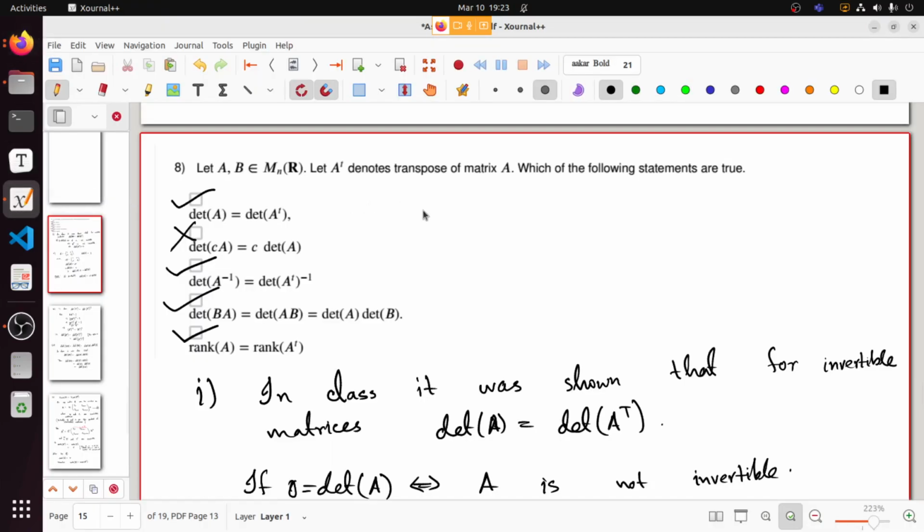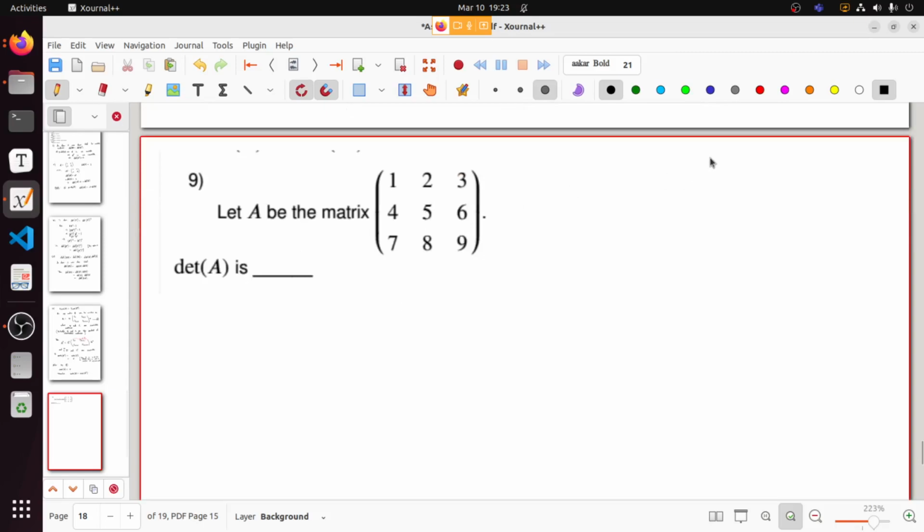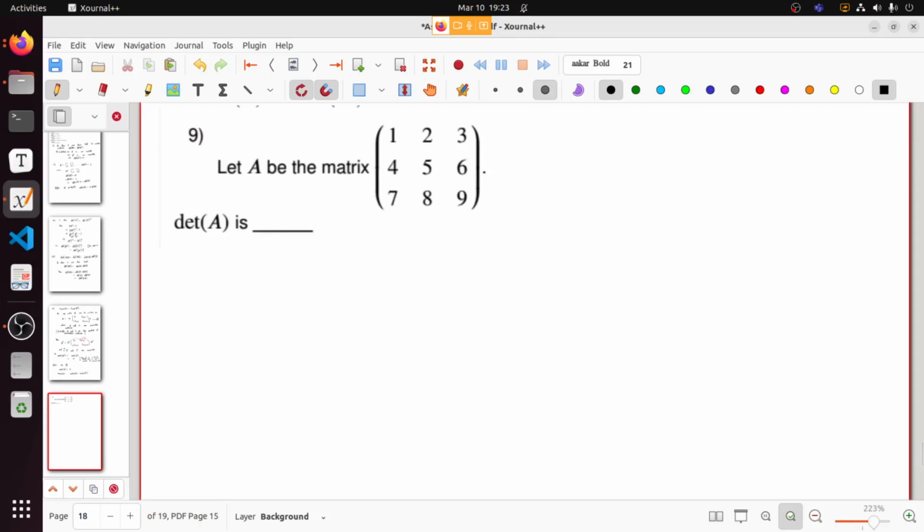Okay, now let's move to question number 9. It says you have to find the determinant of A, where A is a matrix. So suppose this is the matrix, with entries A11, A12 up to A1n, then A_i1, A_i2 up to A_ij, A_in, and again A_n1 up to A_nn.